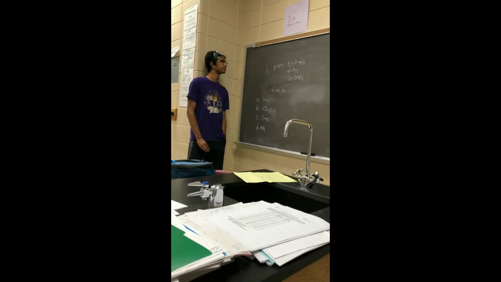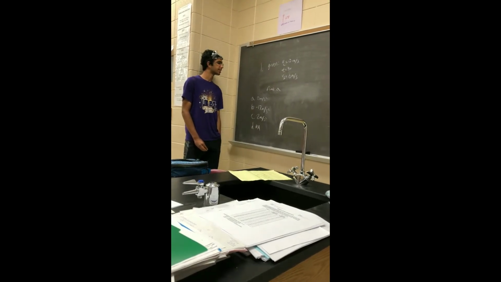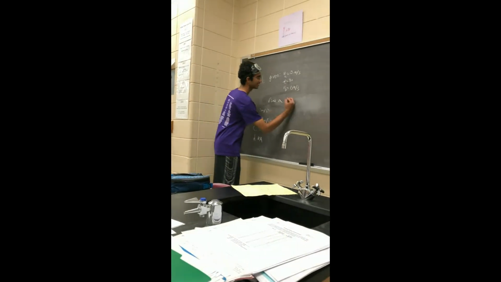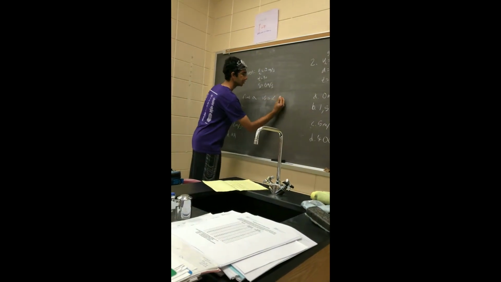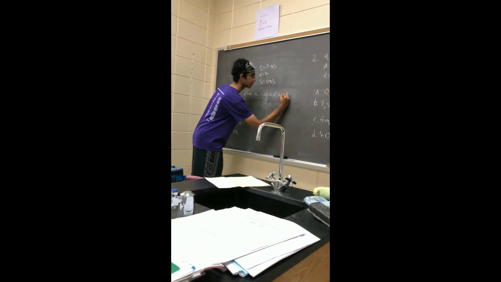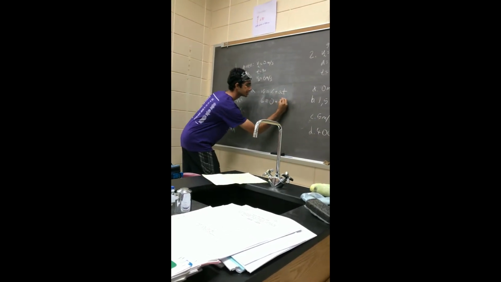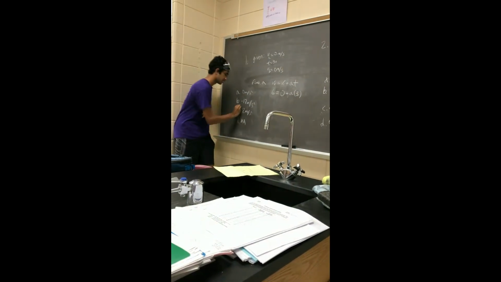Alright, so for our warm-up, we are given velocity initial is 0 meters per second, velocity final is 6 meters per second, and time is 3 seconds. Find the acceleration. Alright, time's up. So for this question we use the equation velocity final equals velocity initial plus acceleration times time. And so 6 equals 0 plus acceleration times 3, and acceleration equals 2 meters per second squared.